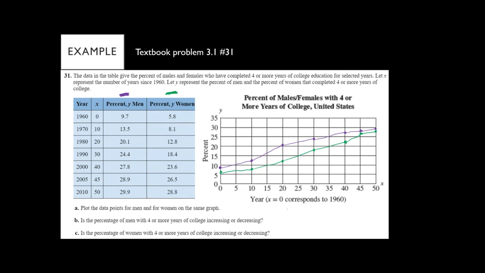So that's part A. And then part B says, is the percentage of men with 4 or more years of college increasing or decreasing? So that's basically is this increasing? Is the graph getting higher as time goes by, or is it getting lower? So we can see that it's getting higher, so it is increasing. And then is the percentage of women with 4 or more years of college increasing or decreasing? That is also increasing because it's going up as time goes by.